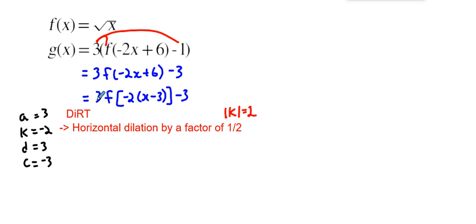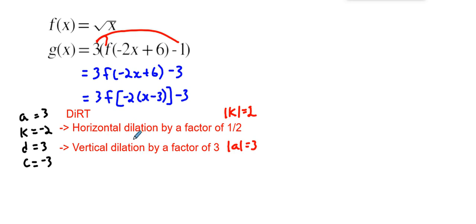Well, I see a 3 out front. My A value is 3, which means I have a vertical dilation by a factor of 3. No opposite land there. And again, I know this is true because my A value, or more correctly, the absolute value of my A is 3. Turns out A is positive anyway, so the absolute value doesn't matter a ton there, but we're only looking at the size of the K and A to worry about the dilation piece. Then I move on to the reflection.